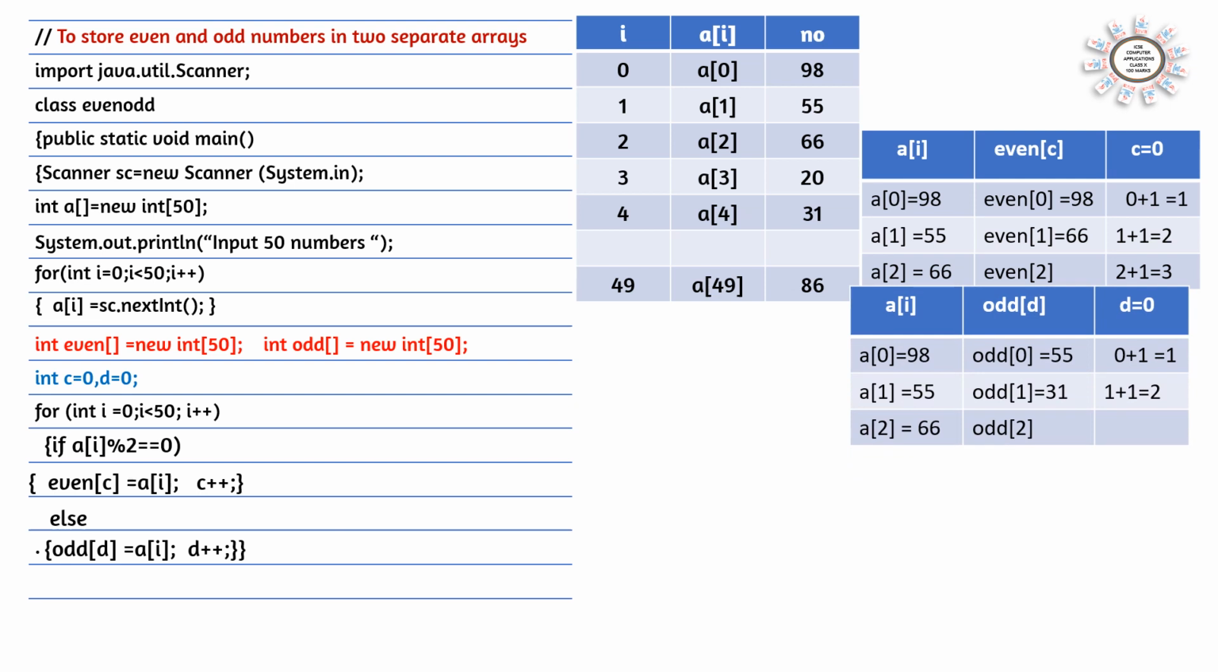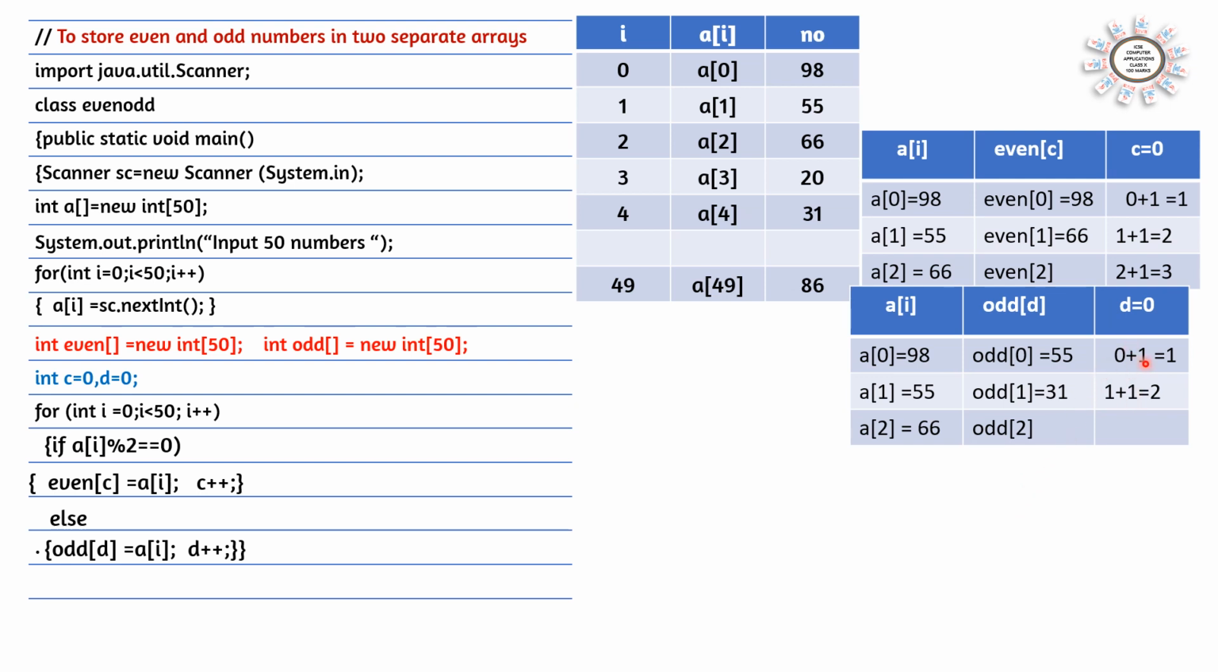And now for the odd number, if it is not an even number, odd of D is equal to A of I. A0 was an even number, so it will not be stored. And now coming to A1. A1 is an odd number, so it will be stored in odd of D. D was 0 in the beginning. So odd of D, odd 0 is equal to 55. That means the first position. The next position will be odd 1, then odd 2, odd 3, odd 4, like that.